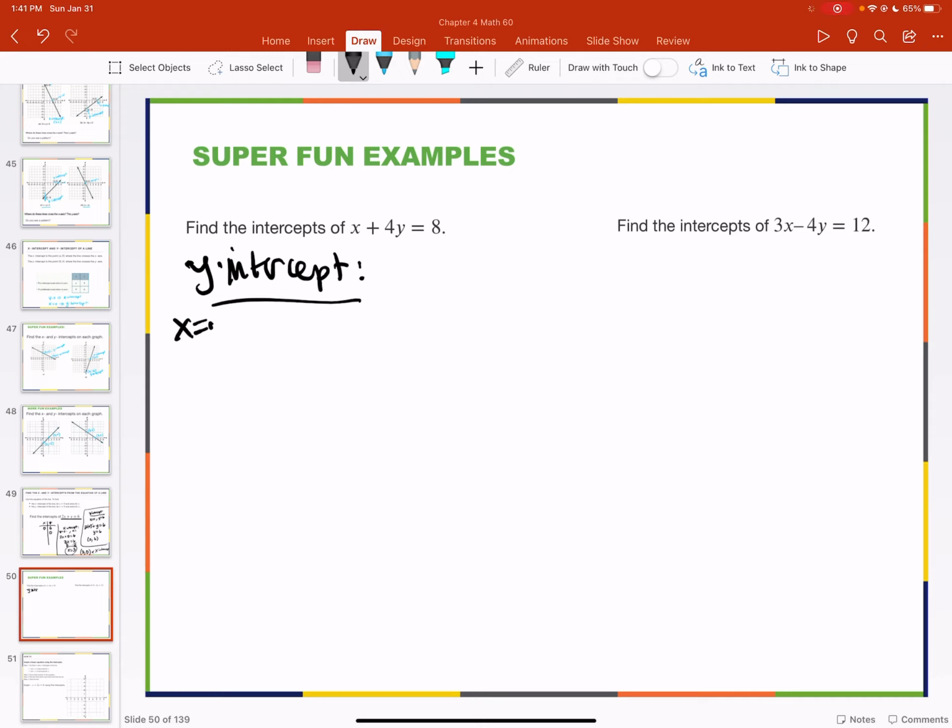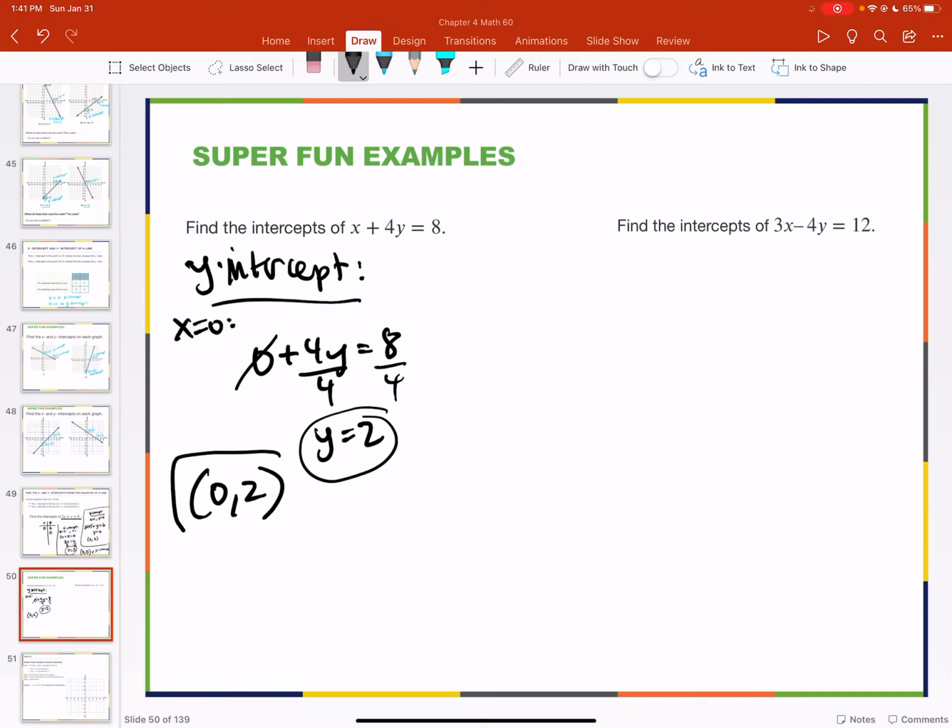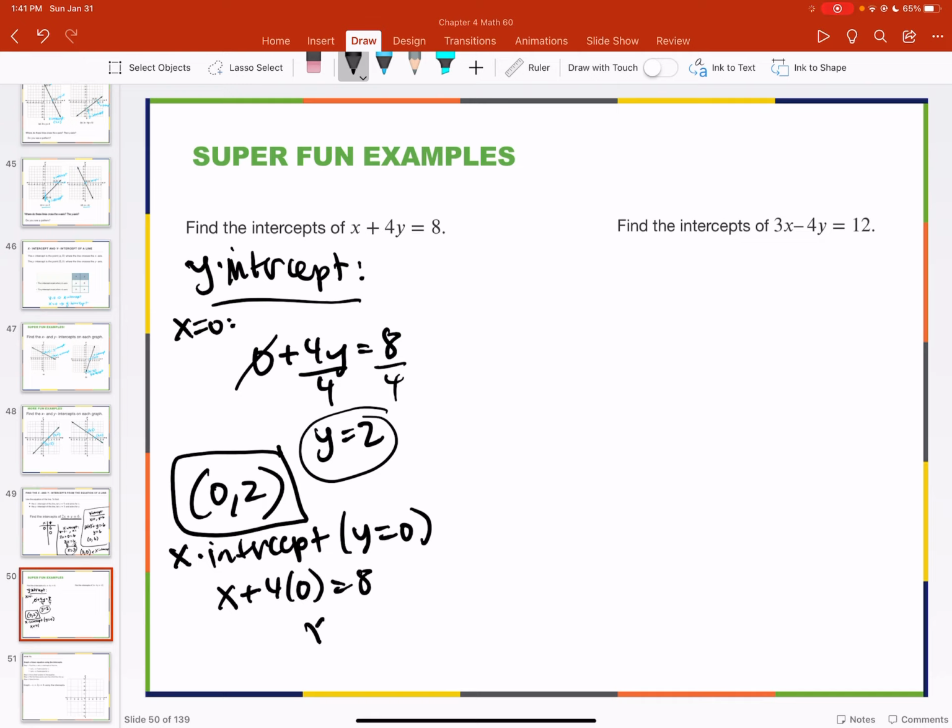So x equals 0. So that's going to be 0 plus 4y is equal to 8. That means that y is equal to 2 because the 0 doesn't count. So you have 0, comma 2. That's your y-intercept. Your x-intercept means that you let y equal 0. So then you have x plus 4 times 0 is equal to 8. So x is equal to 8. So your x-intercept is 8, comma 0.